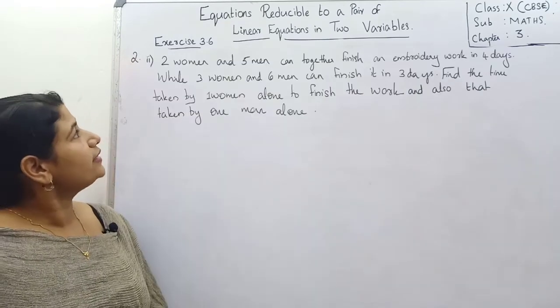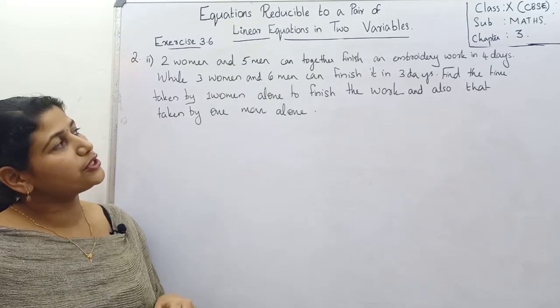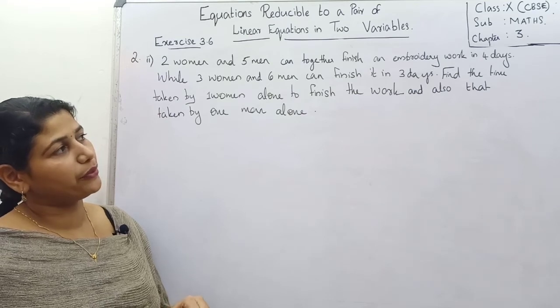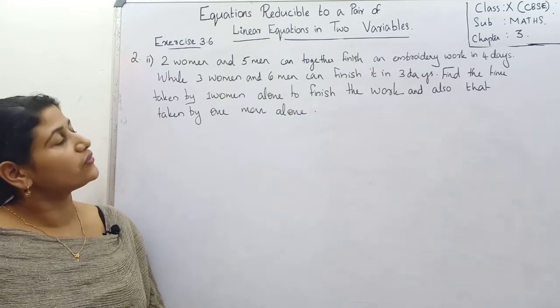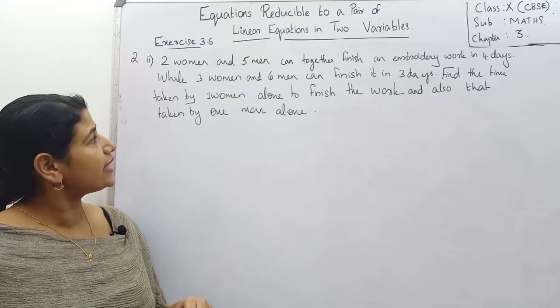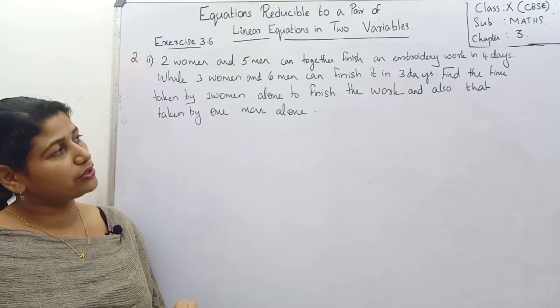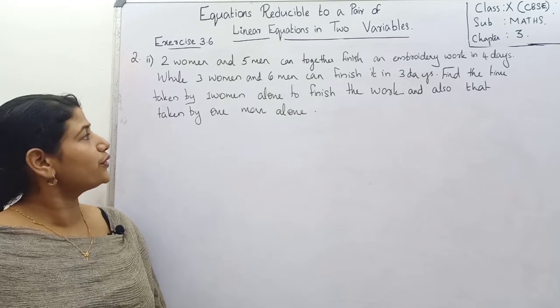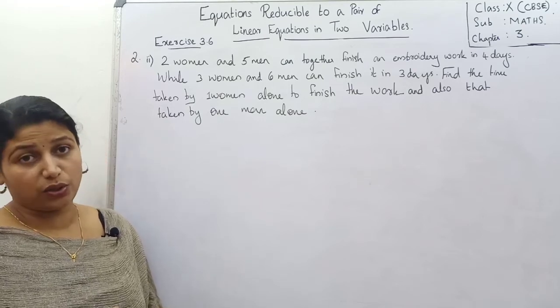So, second question. 2 women and 5 men together finish an embroidery work in 4 days, while 3 women and 6 men can finish it in 3 days. Find the time taken by 1 woman alone to finish the work and also that taken by 1 man alone.